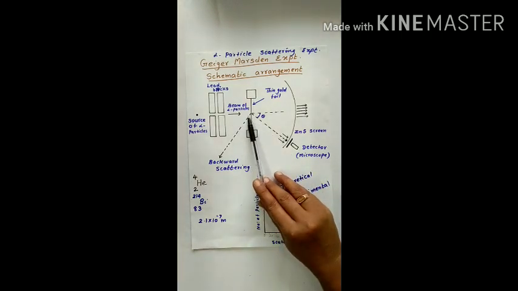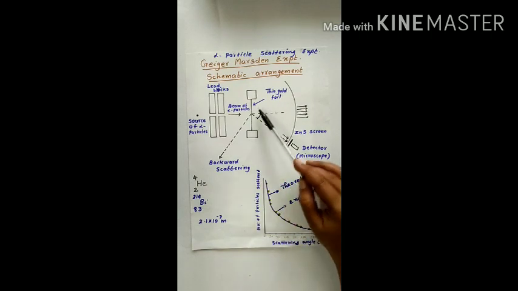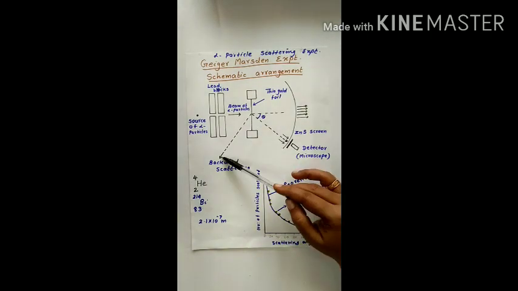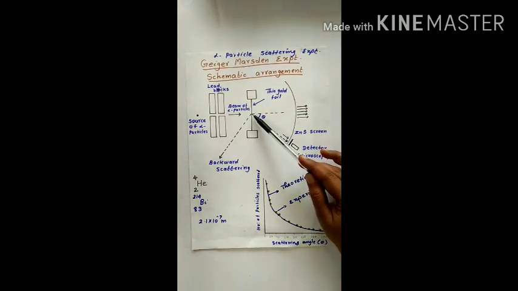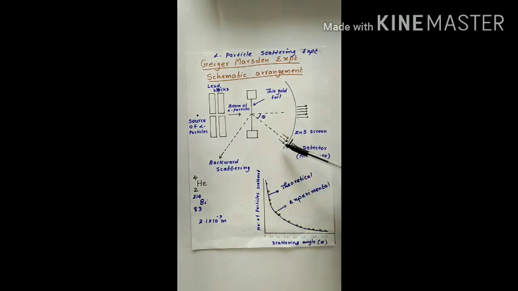So, this beam of alpha particles falls on the thin gold foil and is scattered in different directions. Here theta is the angle of scattering, that is the angle between the incident direction and the scattered alpha particle. The alpha particles scattered in different directions are observed with the help of a rotatable detector, and it consists of a zinc sulfide screen and a microscope.